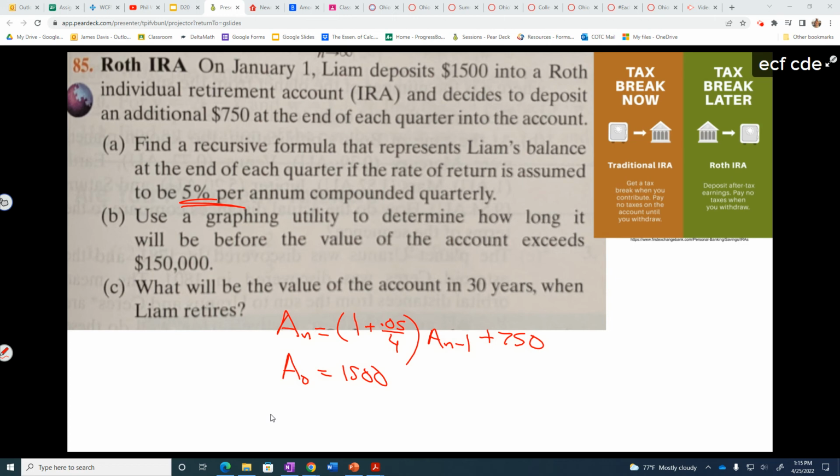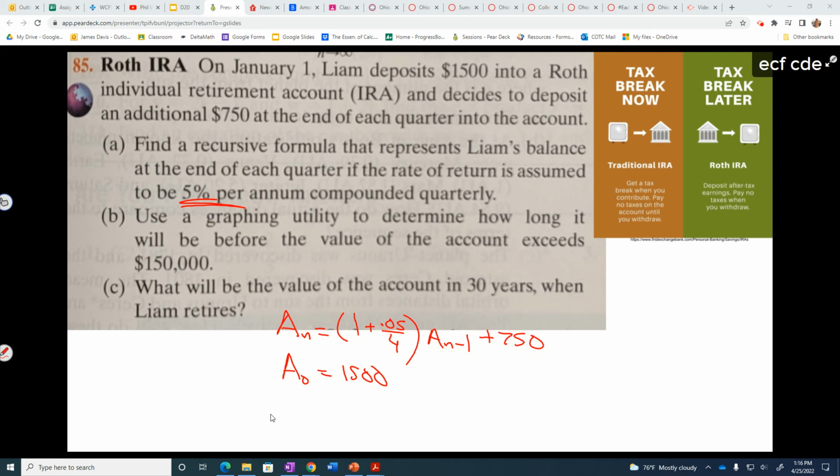We're supposed to determine how long until he gets $150,000 in that account. This is quarters, so go ahead and just guess and check some. For 50, he's got 54,000. For 75, yep, it's 96,000. That's good. 100 is just over.